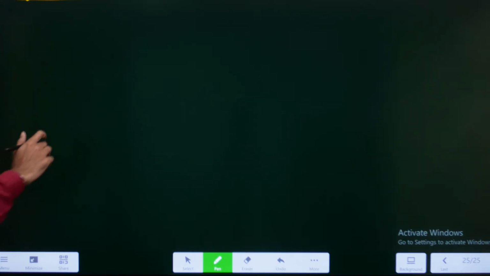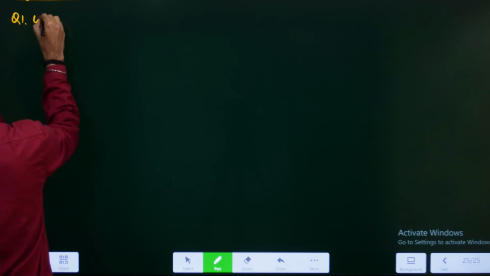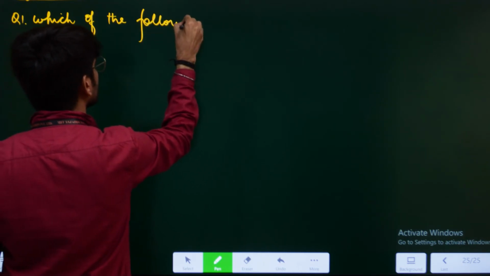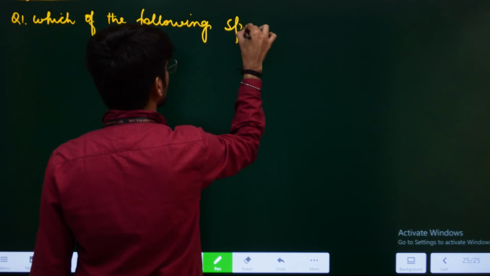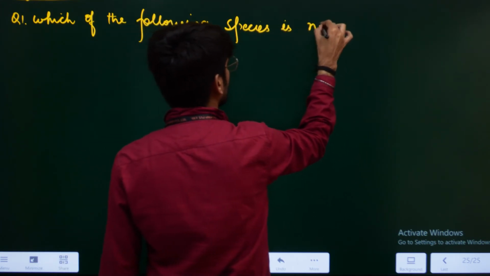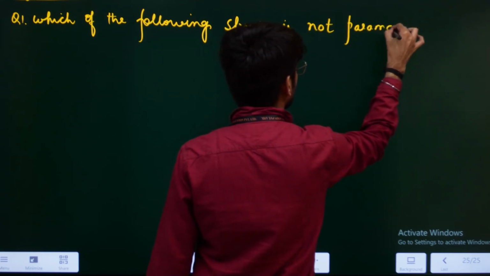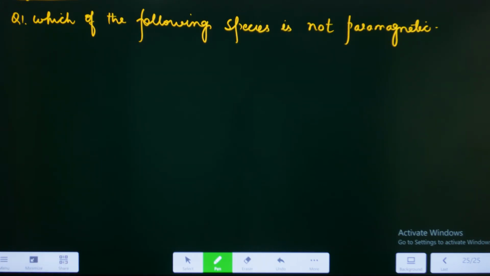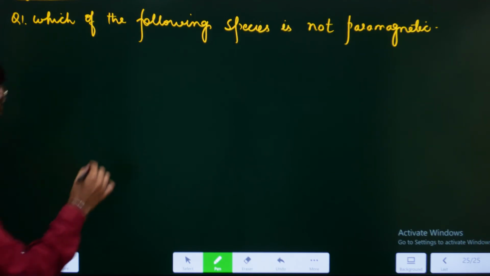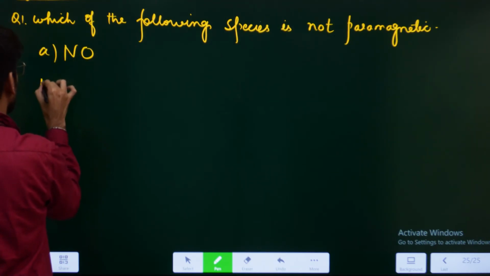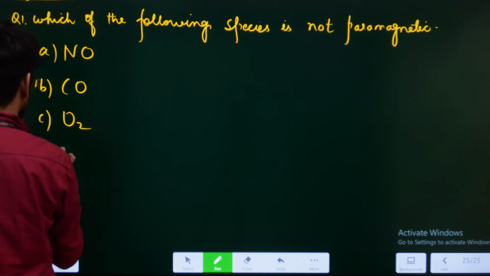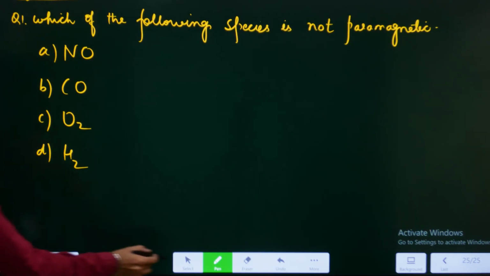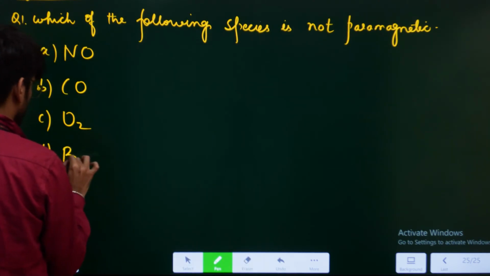Which of the following species is not paramagnetic? NO, CO, O2, H2. Sorry, B. Done.